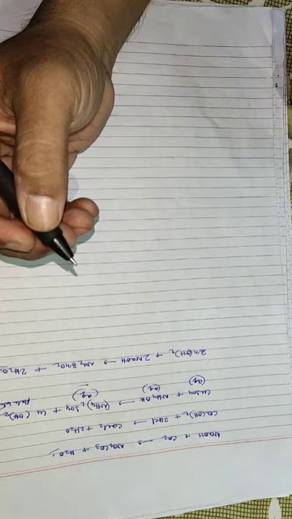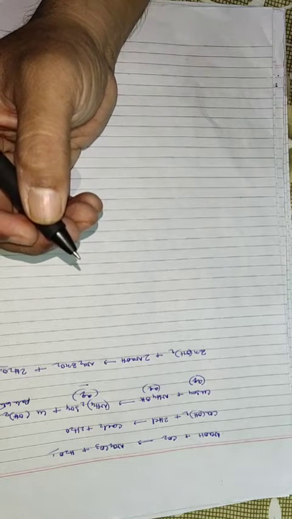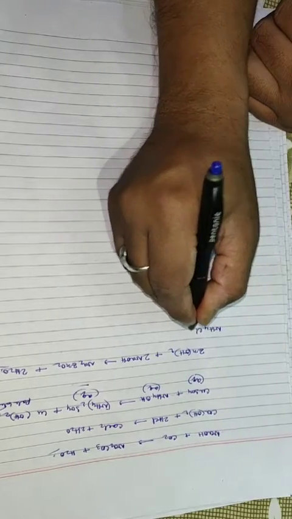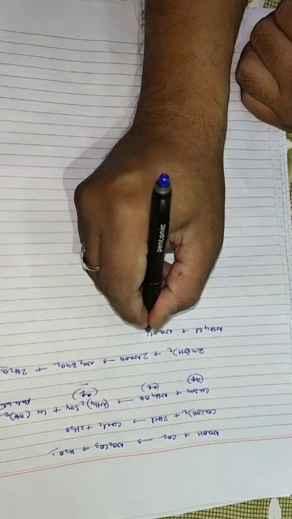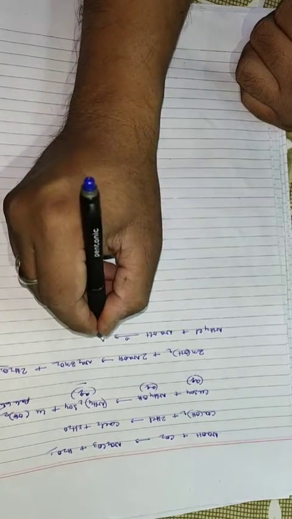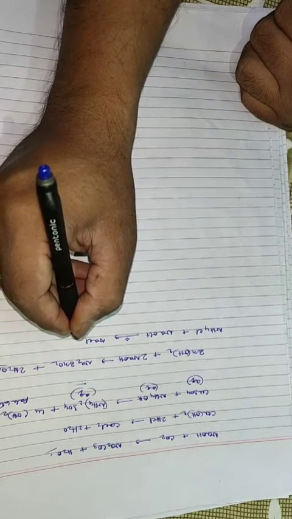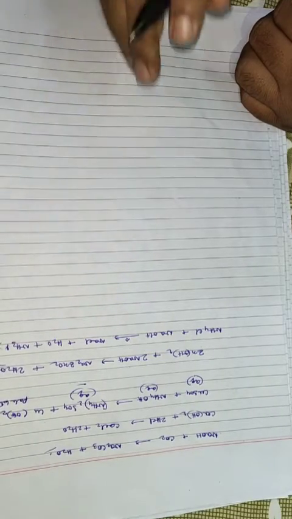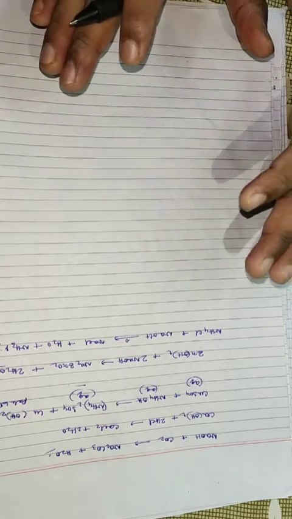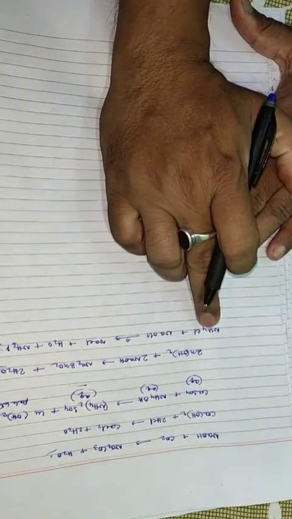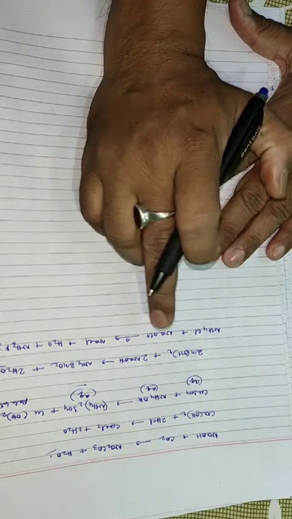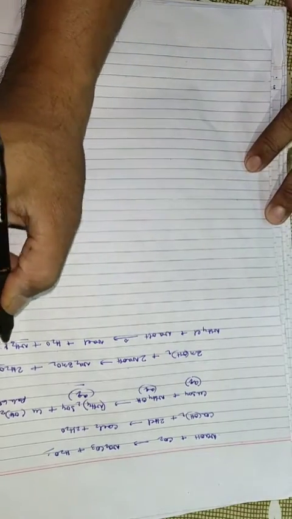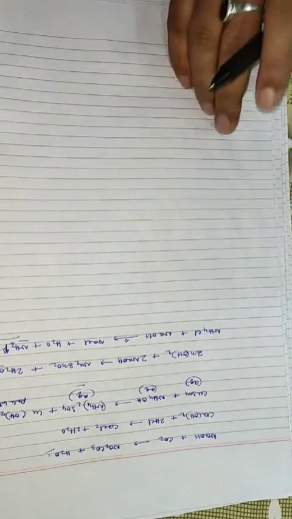Say, when alkalis are warmed with ammonium salt, ammonia gas is given out. For example, when ammonium chloride reacts with sodium hydroxide, it gives sodium chloride plus water plus ammonia. That is, when alkalis are warmed with ammonium salt, ammonia gas will evolve.